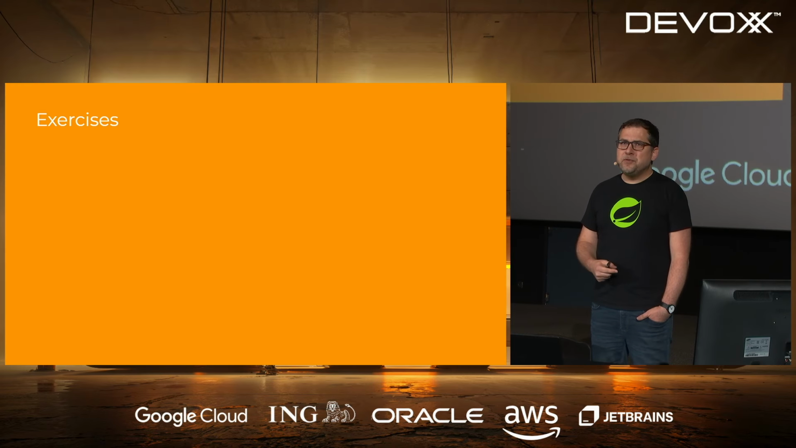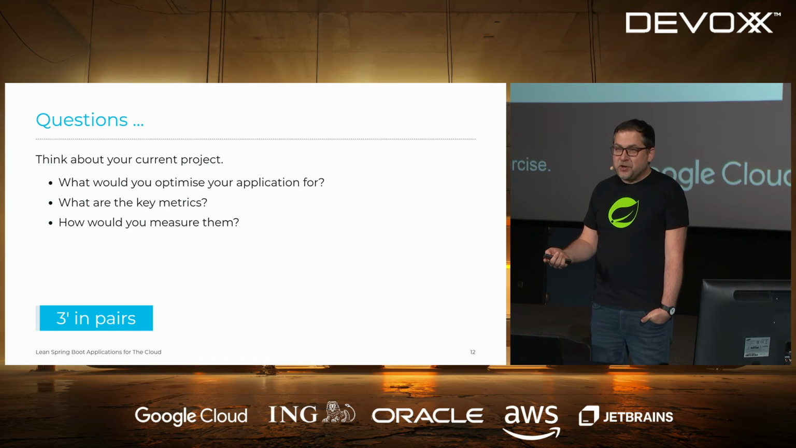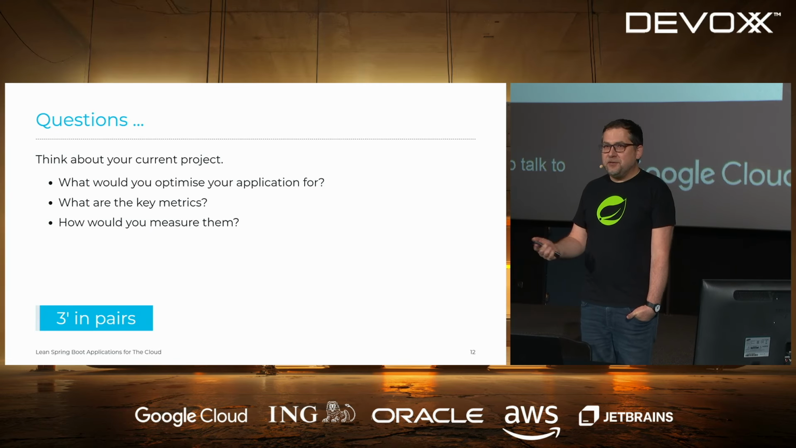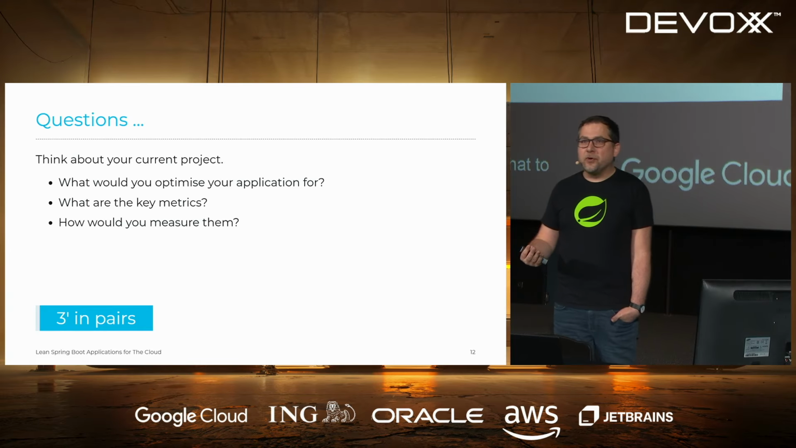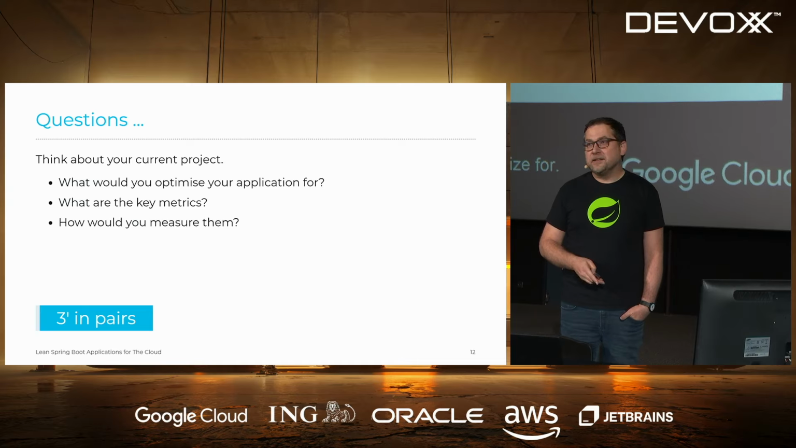So I brought you a warm-up exercise, because I think it's early morning and you should get warm. So talk to your neighbor. And if you don't have one, get closer to someone you don't know and ask yourselves in the next 3 minutes how you should optimize your application, or what you should optimize for, how you would measure it, and so on. Just have a small chat with your neighbor and try to find ideas to optimize for. And afterwards, I'll tell you mine.